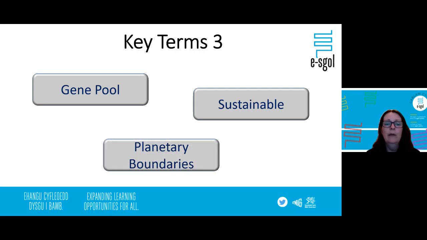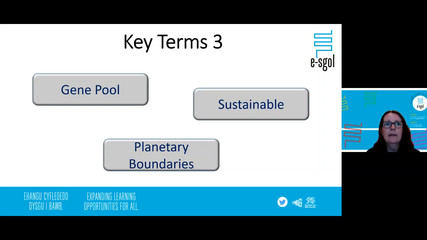So moving on, we've got the gene pool, sustainable and planetary boundaries. So the gene pool is important. That refers to all the different versions of a gene, or alleles, that we have within a particular population. And that's why those alleles and that frequency of those genes needs to be maintained to ensure that biodiversity and the ecosystem is conserved, which then links us to sustainable, which is that idea that we maintain an ecosystem and keep it running for the future.